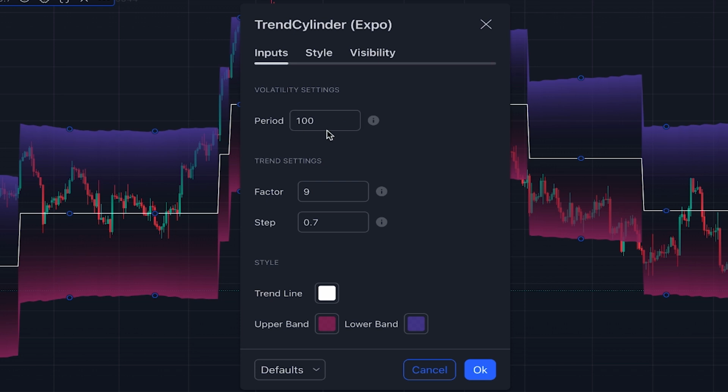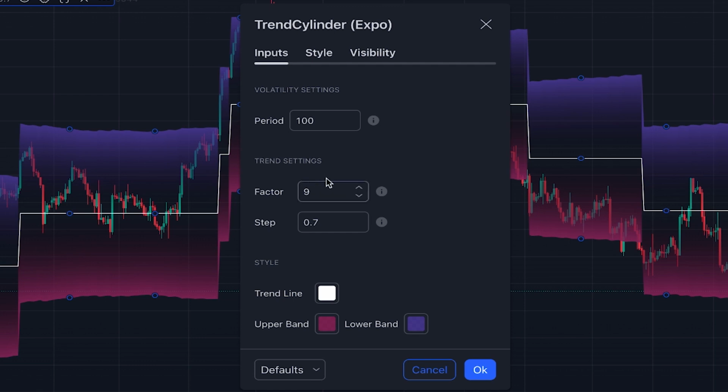Here for volatility, it's set at 100 by default, and it's the length of the look back period for calculating volatility. If we increase it, our indicator adapts slower to volatility changes, and if we decrease it, it adapts more quickly to volatility changes. Here the factor defines the sensitivity of our trend line to the price changes. If we increase it, our trend line becomes less sensitive and so smoother and responds slower to the price changes. But if we decrease it, it makes it more sensitive and more reactive to the price action.